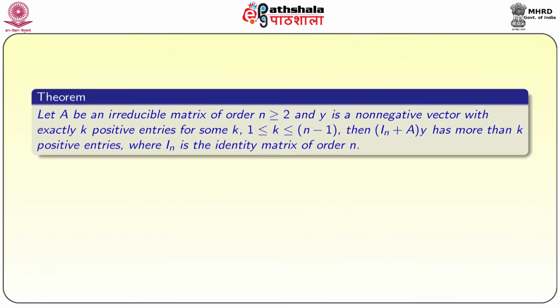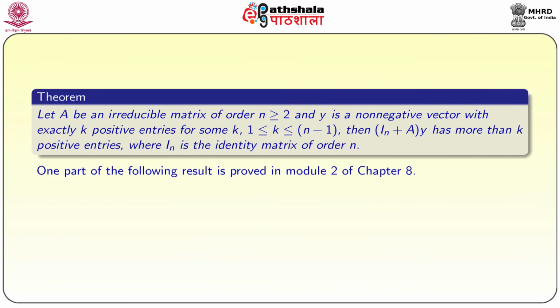Theorem: let A be an irreducible matrix of order n greater than or equal to 2 and y be a non-negative vector with exactly k positive entries for some k, 1 less than or equal to k less than or equal to n minus 1. Then (I_n + A)y has more than k positive entries, where I_n is the identity matrix of order n. We are not providing the proof of this result, but one can verify it on their own, or one can refer to the book Non-negative Matrices by Minc, or Combinatorial Matrix Theory by Brualdi.